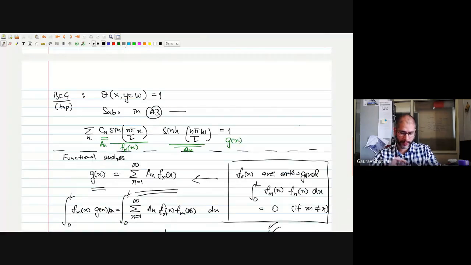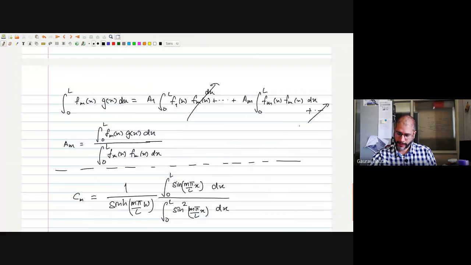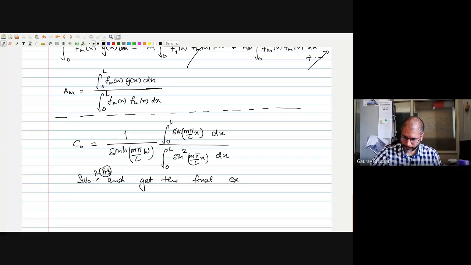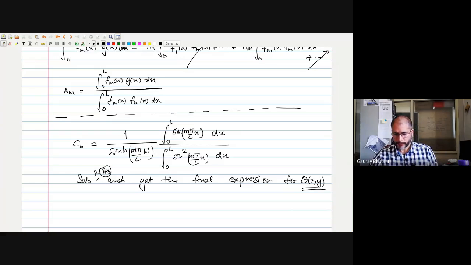So I'll stop here with at least this discussion. So I'll just call it substitute in a3 and get the final expression for theta as a function of x and y. Job done.